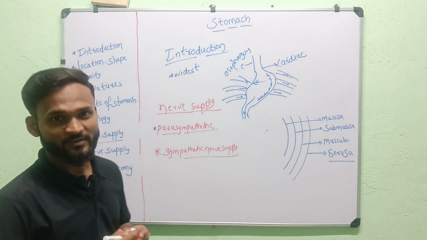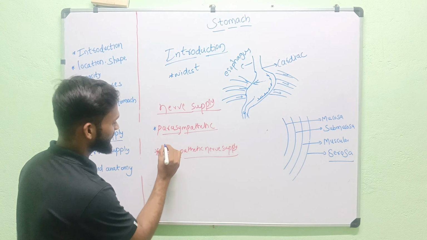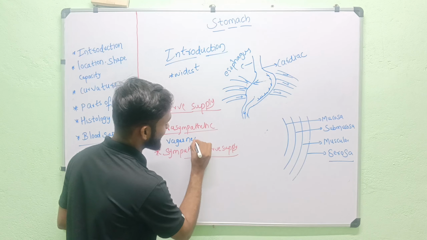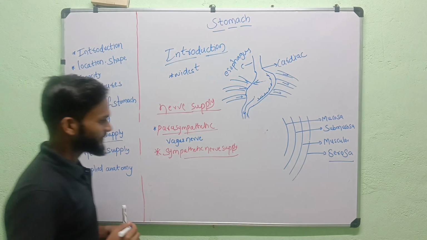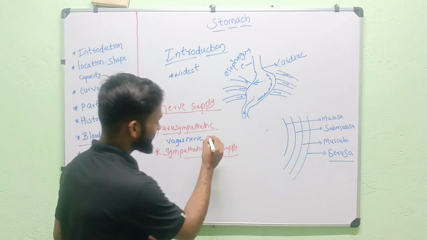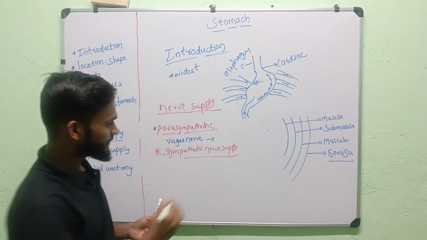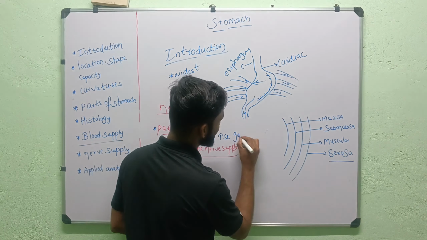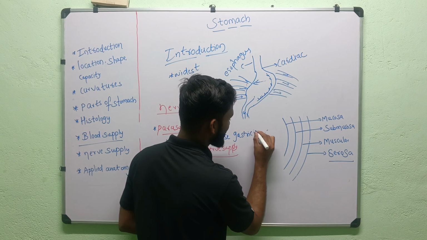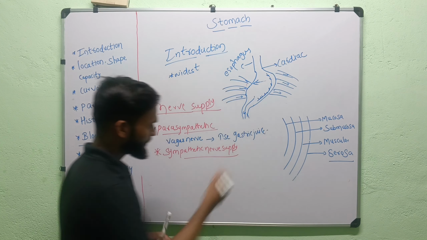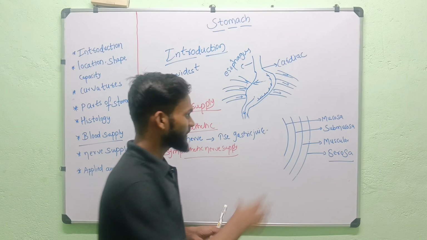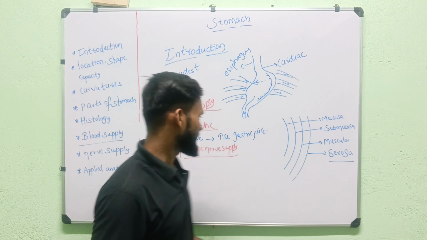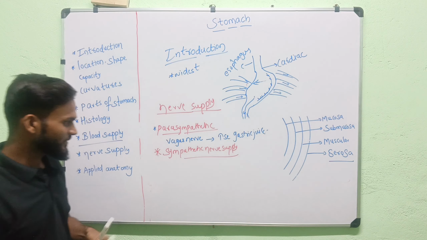The parasympathetic nerve supply is done by your vagus nerve, which is one of the largest nerves of your body. The vagus nerve is going to increase your gastric juice secretion. Also, it is going to increase the peristaltic movement of your stomach in order to facilitate the function of digestion.